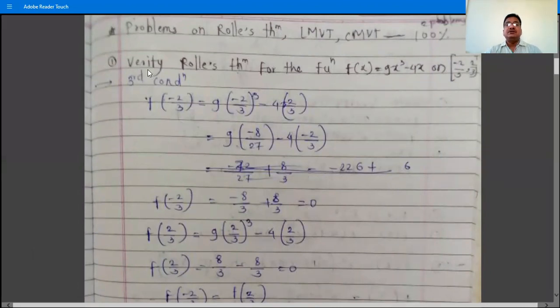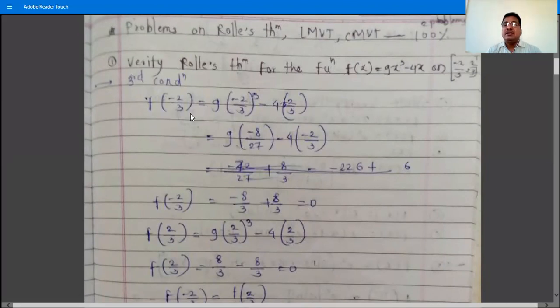So the questions are examples of this type. Verify Rolle's theorem for the function f(x) = x^3 - 4x on the interval [-2/3, 2/3]. So we check that this function f(x) satisfies all the conditions of Rolle's theorem. First we check the three conditions of Rolle's theorem. What are the three conditions?